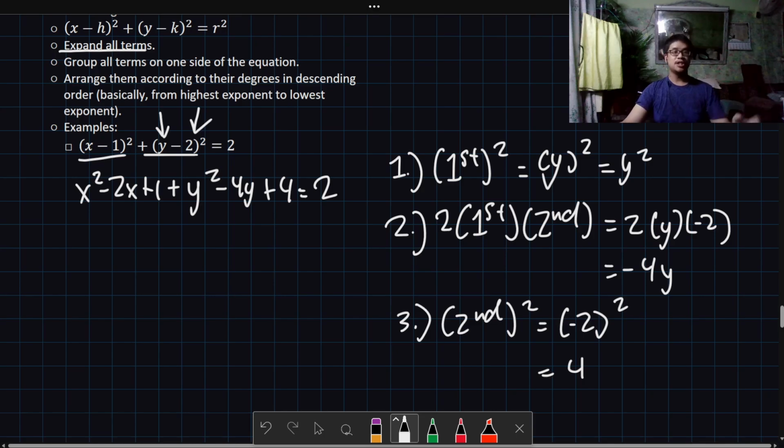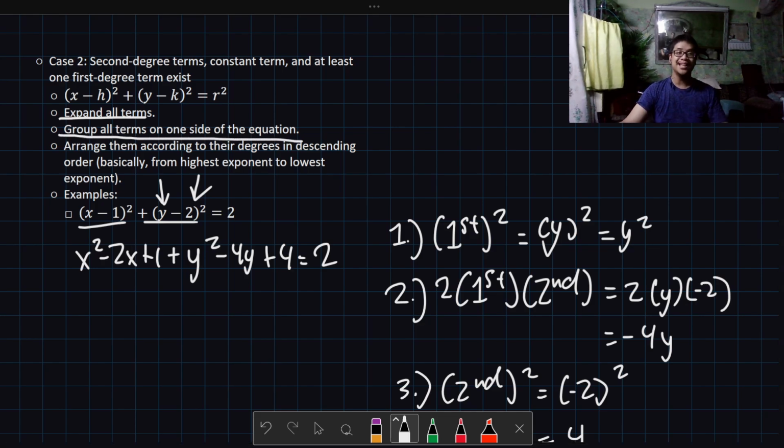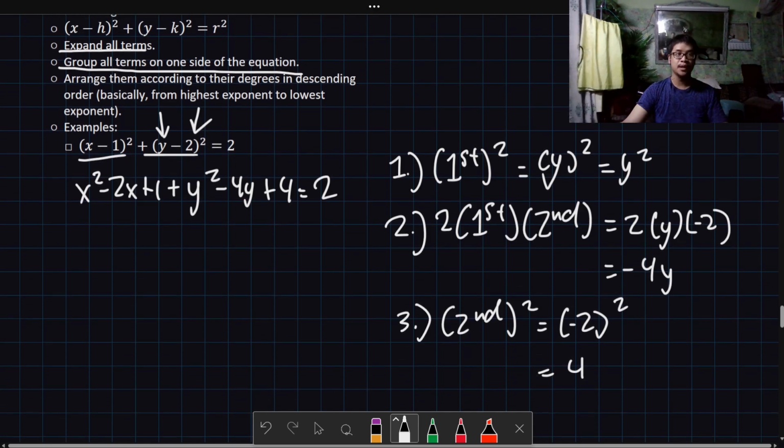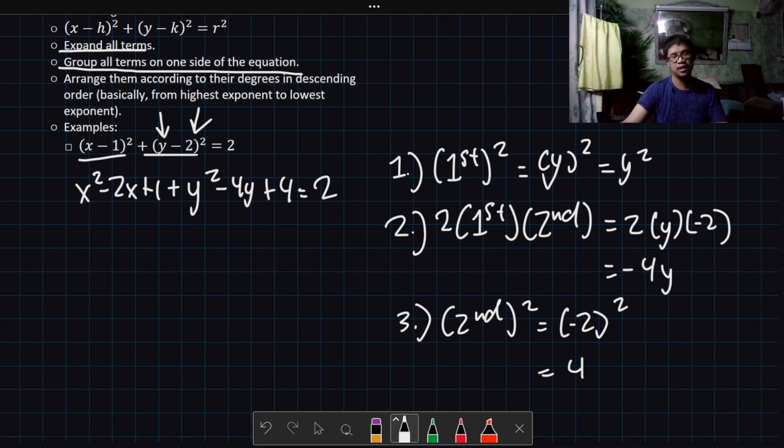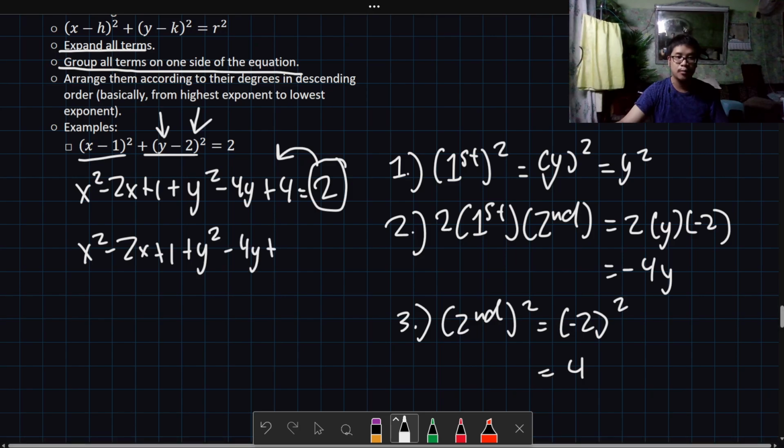Now let's proceed. What are we going to do? Now we will group all terms on one side of the equation. Actually, there's one more step I would like to include here, but let's do it later. So we have 2 here, let's put it on the left side. So we have x squared minus 2x plus 1 plus y squared minus 4y plus 4 minus 2 is equal to 0.